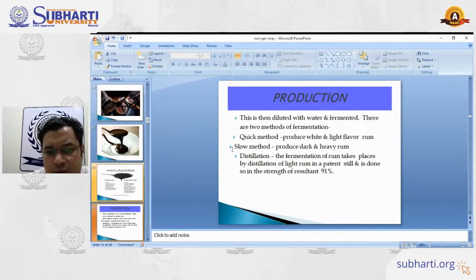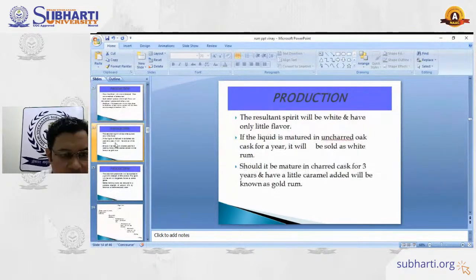There are two methods of fermentation: the quick method that produces white and light-flavored rum, and the slow method that produces dark and heavy rum. Distillation of light rums takes place in a patent still. It will be white and have only a little flavor. If the liquid is matured, it is sold as white rum. If matured in a charred cask for 3 years with a little caramel added just for the color, it is known as gold.